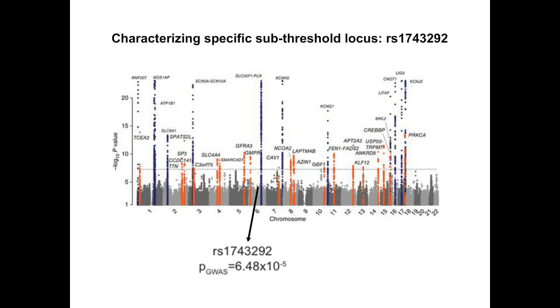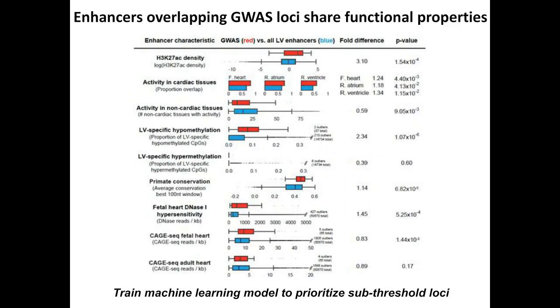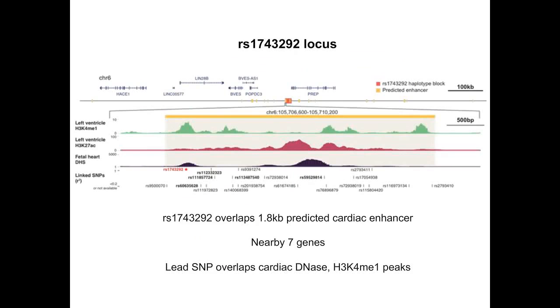So we looked at the sub-threshold variants between 10 to the minus 8 and 10 to the minus 5, and we found that there's a large number of epigenomic signatures that allow us to now start prioritizing them systematically by training on the genome-wide significant hits and then applying it to predict sub-threshold variants.